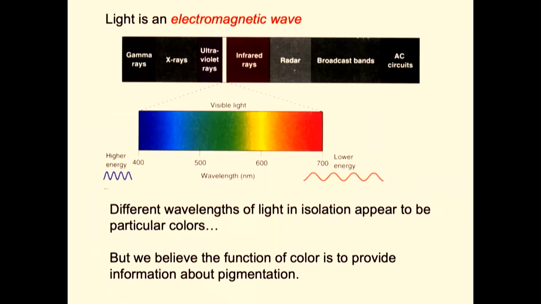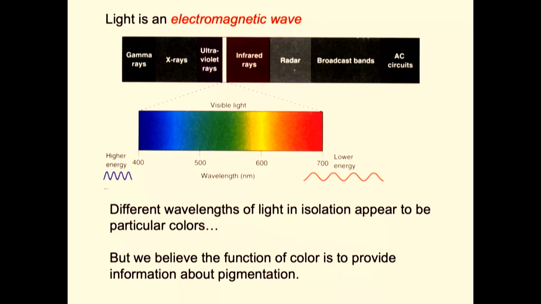Okay, so color is a consequence of light, right? It's part of vision. And if you observe different wavelengths of light in isolation, they appear to be particular colors. So this is the spectrum of visible light from roughly 400 to 700 nanometers. The shortest wavelengths that are visible when you view them in isolation look pretty blue. The longest wavelengths that are visible when you view them in isolation tend to look red.